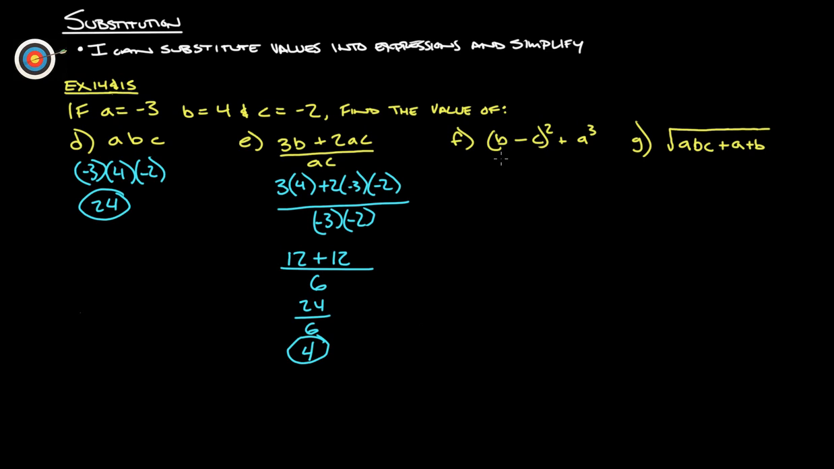Okay? All right, this one here, I'm going to include the original parentheses here, and then we got B, which is 4. Let's do parentheses on that too. 4 minus C, which is -2. And then we're going to take that whole thing and square it, plus whatever A is, which is -3 cubed. Okay. So let's do this first one here. We've got 4 minus -2. So that's 4 plus 2 is 6 squared, right? Plus -3 in parentheses cubed.